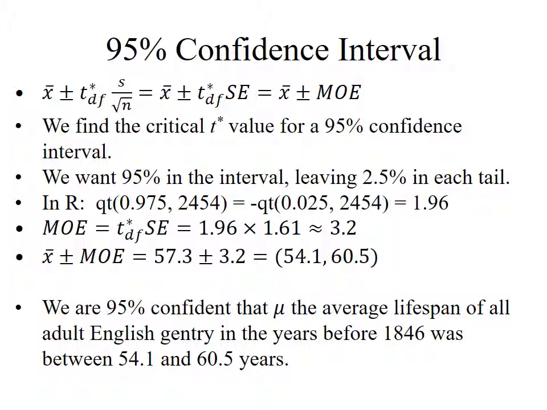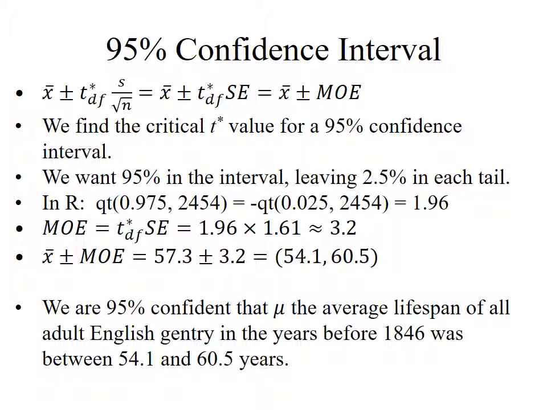We need to find the critical t, the t-star value for this 95% confidence interval. Notice that this is not the same t that we got before. Before we were doing a hypothesis test, and so we got a test statistic. This is a totally different number than this. This is the t-value we need in order to create a 95% interval, having 95% of the stuff in the interval, and then 2.5% in each tail, so leaving a total of 5% out of the interval. So we go to R.